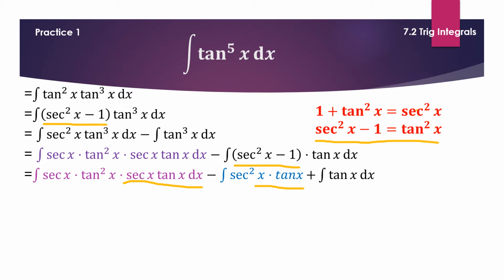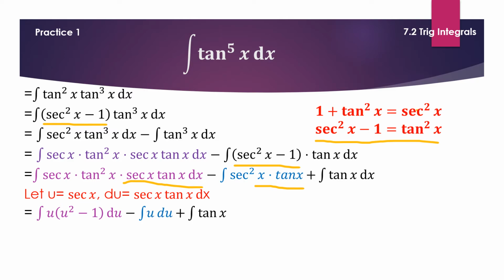We'll find both integrals, the first one and the second one, have secant x tangent x dx. So we will let u equal secant x, du equals secant x tangent x dx. So substitute secant x with u. So we'll get integral u times u squared minus 1 du for the first integral, and then minus integral u du for the second integral, and plus the third one, integral tangent x dx.